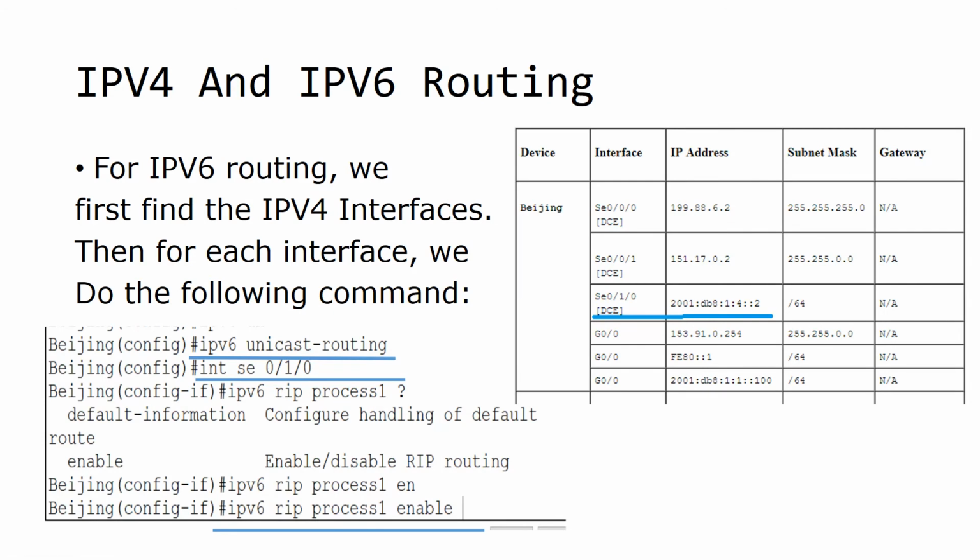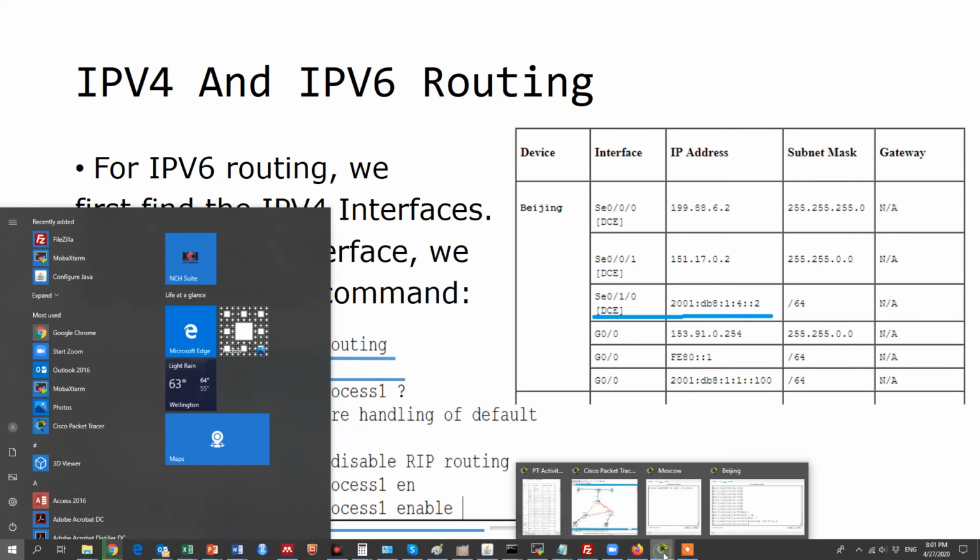Back to our slide, to IPv6 routing. For IPv6, we just look at the interfaces that have IPv6. So here the interface is serial 010. For IPv6, I just need to start with ipv6 unicast routing, and then I go to the interface. Again, you see that the mode is changed from config to config-if. And then the last thing to do is typing ipv6 rip process 1 enable. So I will show you how we do that.